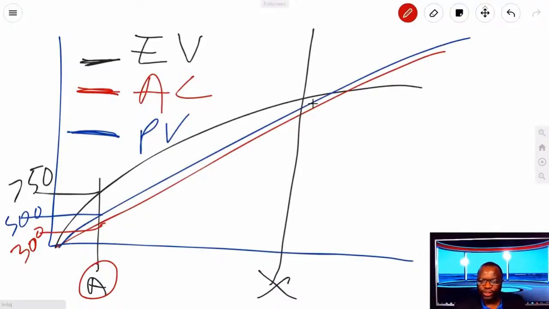I'm going to address a few chats. Shri says, when to use which BAC formula? So Shri, there's only one BAC formula. Your BAC is the summation of all the planned values on the project. BAC is always the addition of all the planned values, okay?